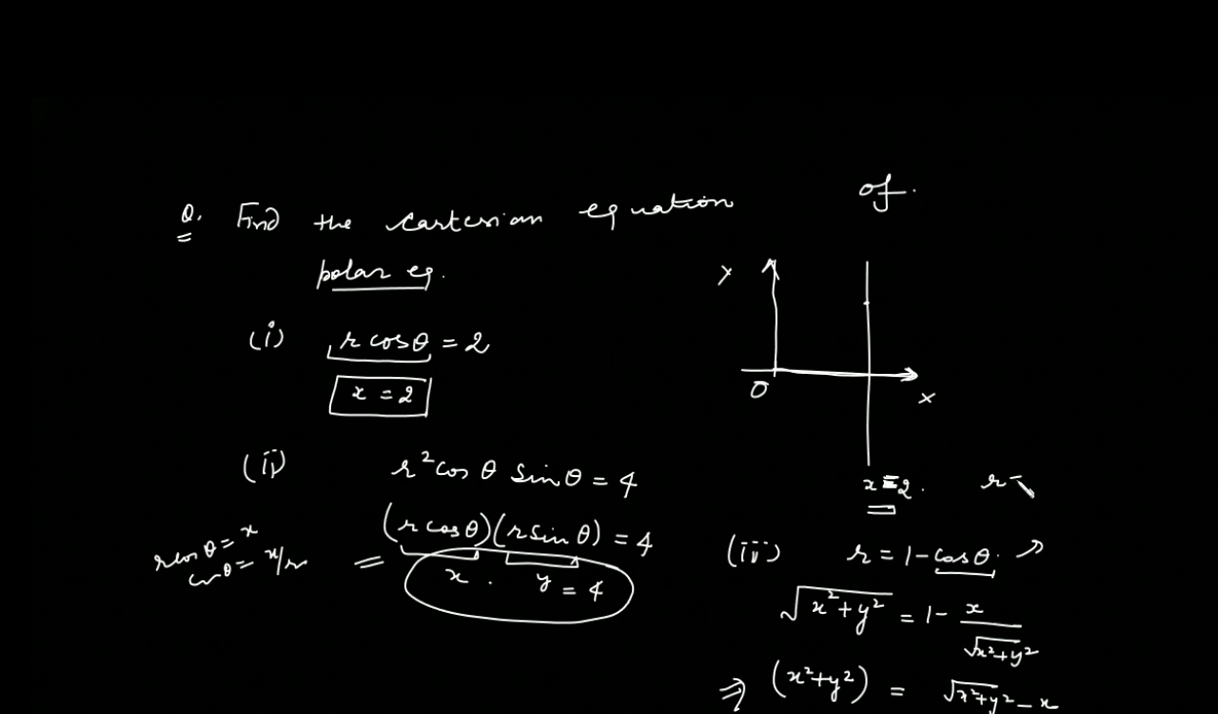Or we can write this as, first we can take its square. So this will be 1 plus cos square theta minus 2 cos theta is r square, and then we can substitute the values. So we have to substitute r to be the square root of x square plus y square, and cos theta is x upon r, so we can substitute this and simplify it. We can simplify more by squaring both sides.